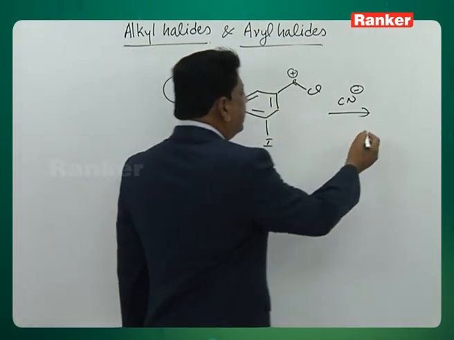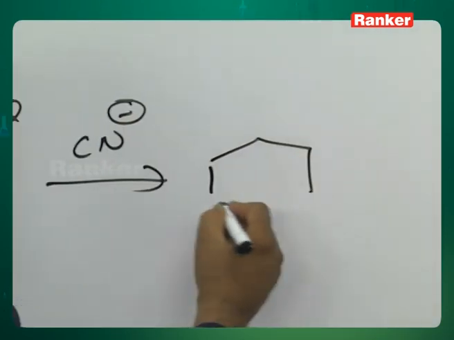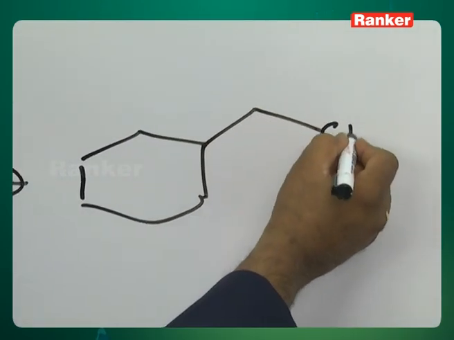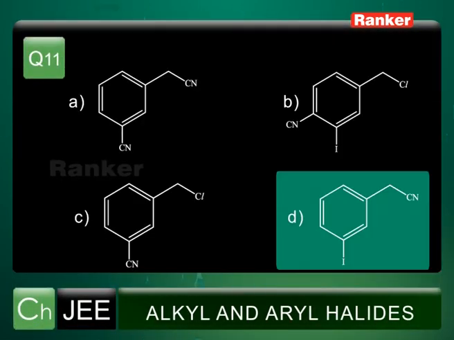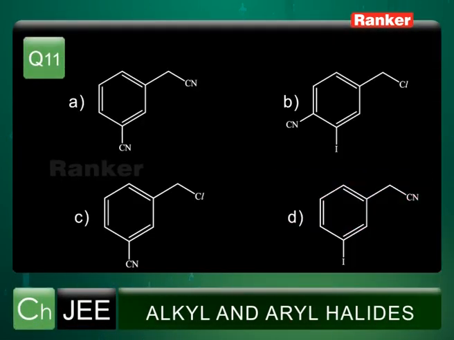So the corresponding answer will be the benzylic cyanide product. The iodine will be intact. So this is the expected answer. So the answer goes to D therefore.